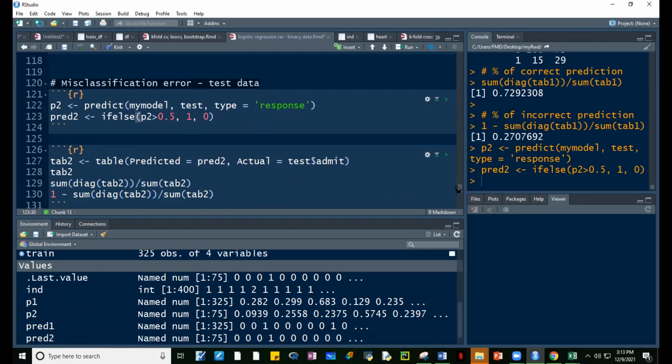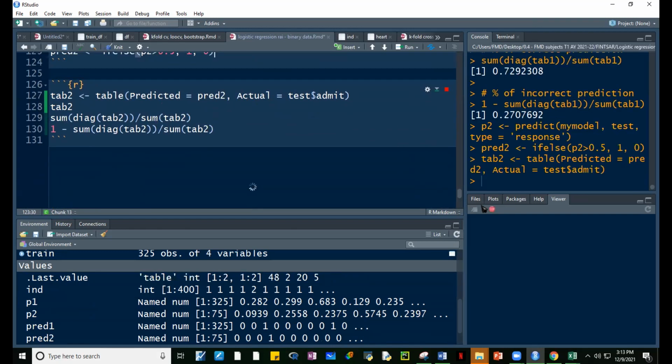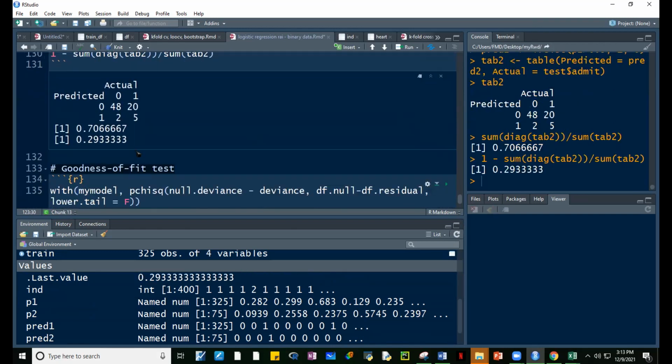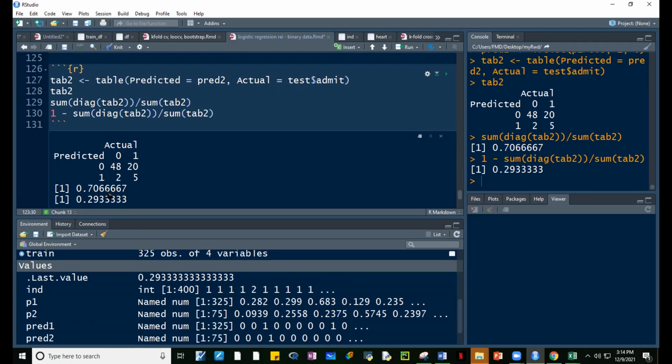And then same thing as above, we create the confusion matrix. So this is the confusion matrix, and the percentage na correct prediction and percentage na wrong prediction. All right, so dito, true negative natin 48, true positive 5, false negative 20, false positive 2. So when we compute for the correct over the total, that's 48 plus 5, that's 53, divided by 75, 71% correctly predicted, 29% wrongly predicted.